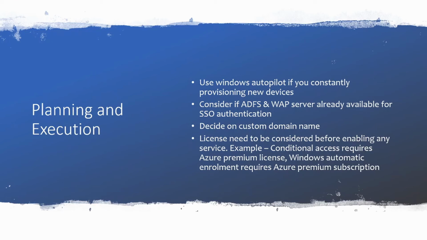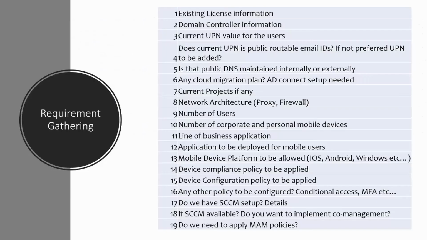The next point we need to consider is the custom domain name, or whether you want to go with the standalone onmicrosoft.com domain. That is very, very important. The next point is the license: whether we need to purchase a license to configure all the devices or there is an existing license. While deploying any policy like conditional access or Windows automatic enrollment, those services require an Azure Premium license. We will talk about the license in the next slide.